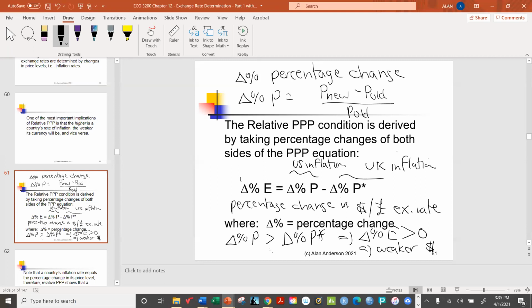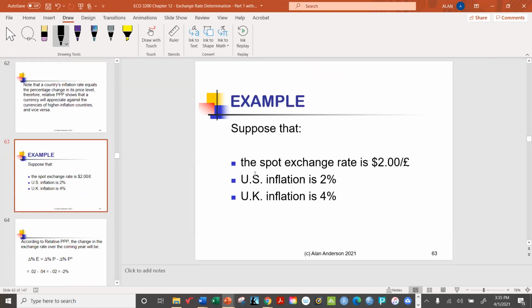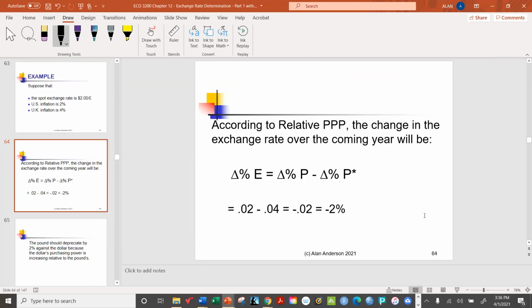Okay, so let's look at a quick example of this. Suppose that currently the spot exchange rate is $2 a pound. US inflation is only 2% compared to UK inflation of 4%. So the theory says, listen, here's what should happen. If you take the US inflation, and this is UK inflation, you get 2 minus 4, you've got minus 2.